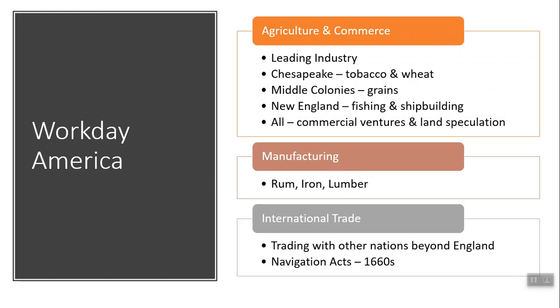When it comes to the workday in America, the leading industry was agriculture. In the Chesapeake, you saw mostly tobacco and wheat. The middle colonies was grain. New England was fishing and shipbuilding, all engaged in commercial ventures and land speculation. That's the buying of land at lower prices, hoping to sell high. When it came to manufacturing, they manufactured rum, iron, and lumber.